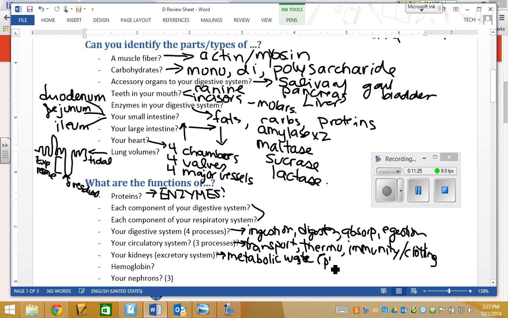But don't forget about pH and osmoregulation, both of which would make an excellent example for the homeostasis question when you're talking about your excretory system.